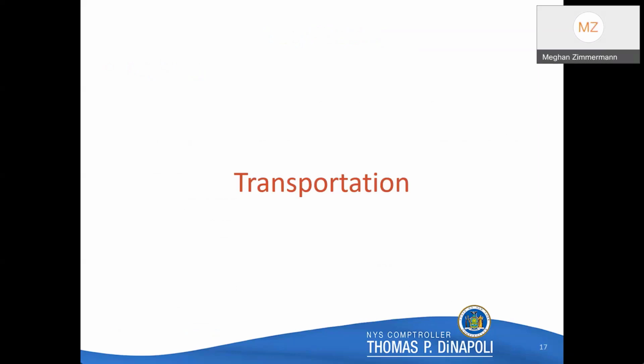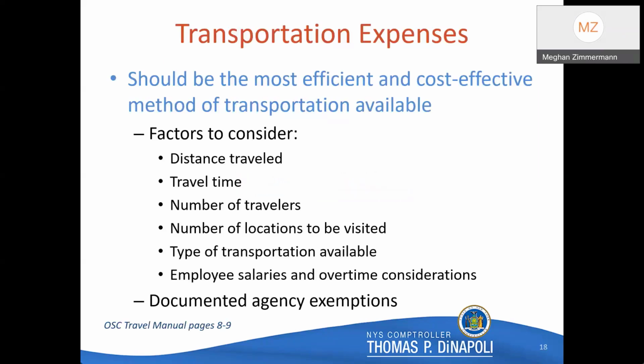Thank you, Mike. Next, we will go over some policy information related to transportation expenses. So when traveling for a business purpose, the method of transportation chosen should be the most efficient and cost-effective method of transportation available. Some methods of transportation available include common carriers, privately owned vehicles, state vehicles, and rental vehicles. Common carriers, which includes trains, buses, and taxis, are oftentimes the most efficient and cost-effective method.